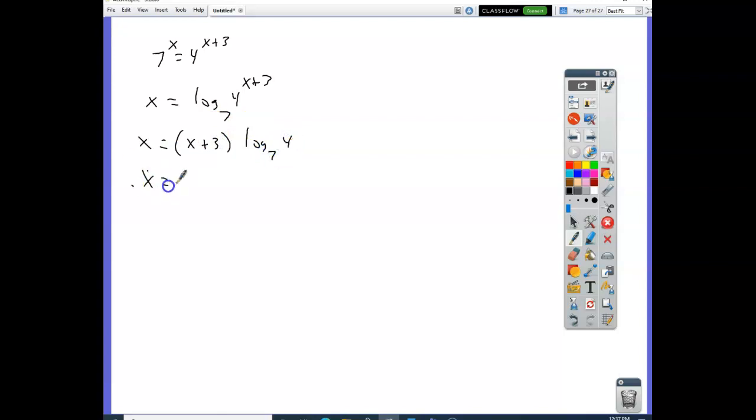Or do you want to use log natural? No, log is fine. Log of 4 divided by log of 7. I got x equals x plus 3, 0.71241.